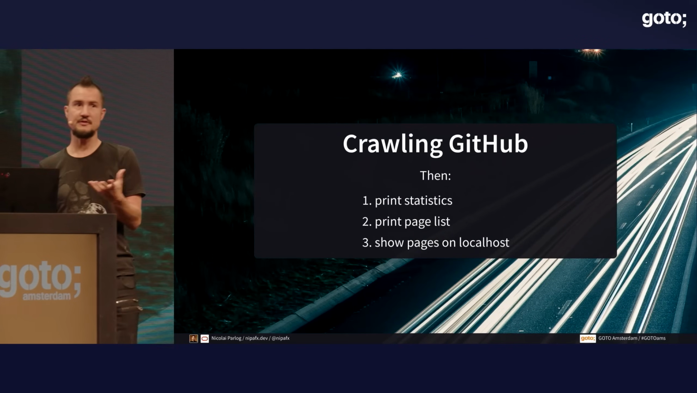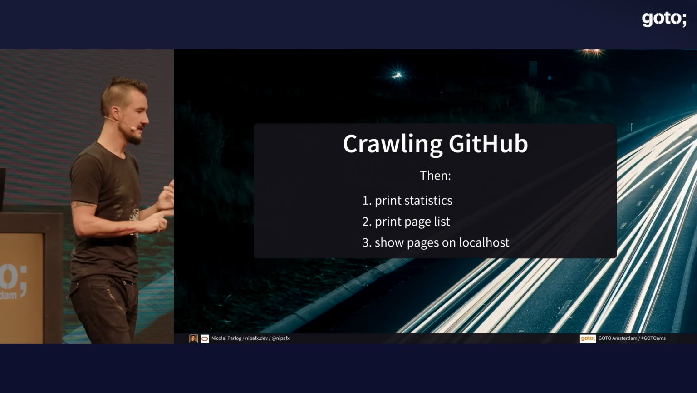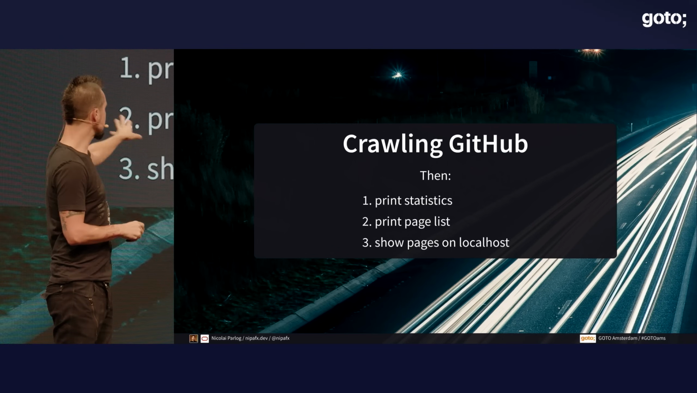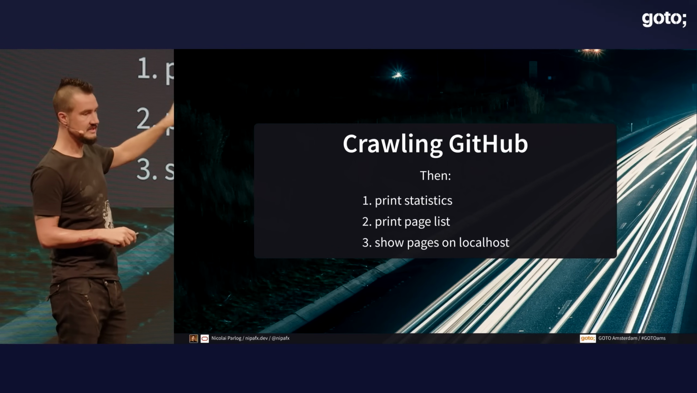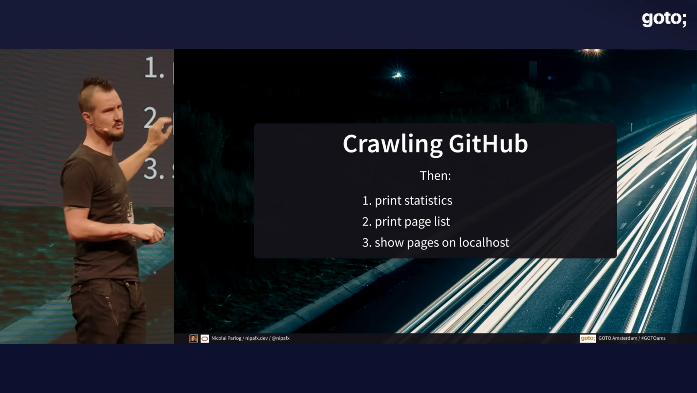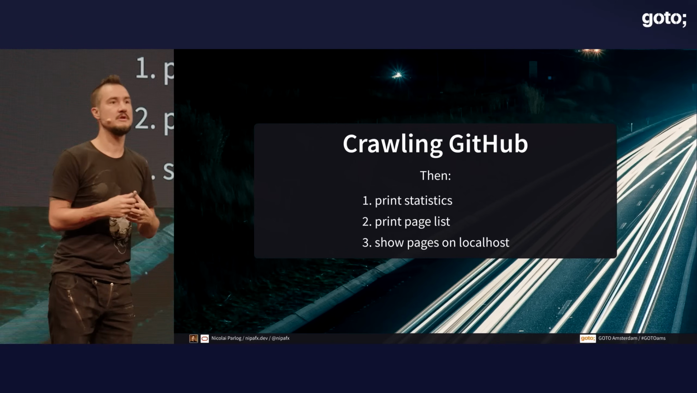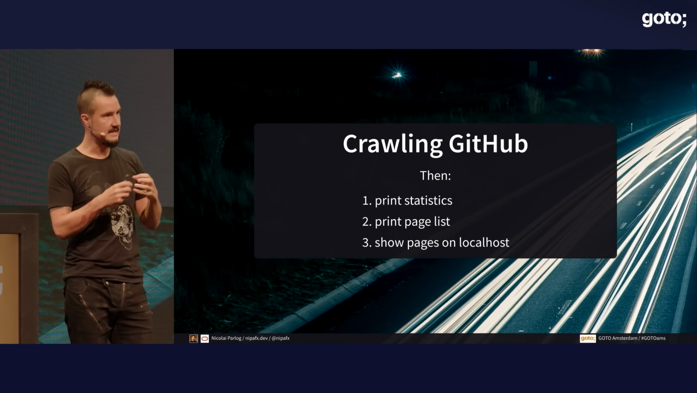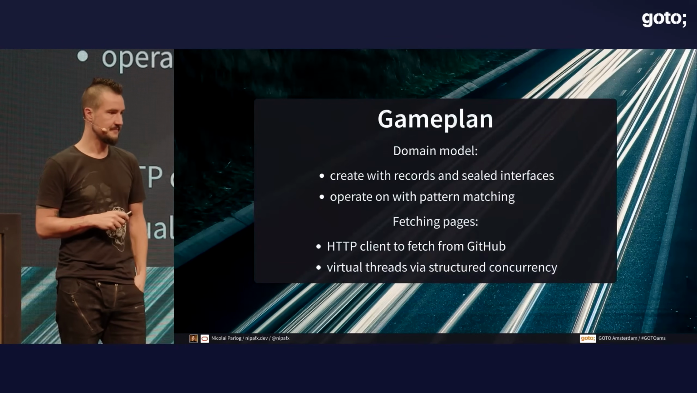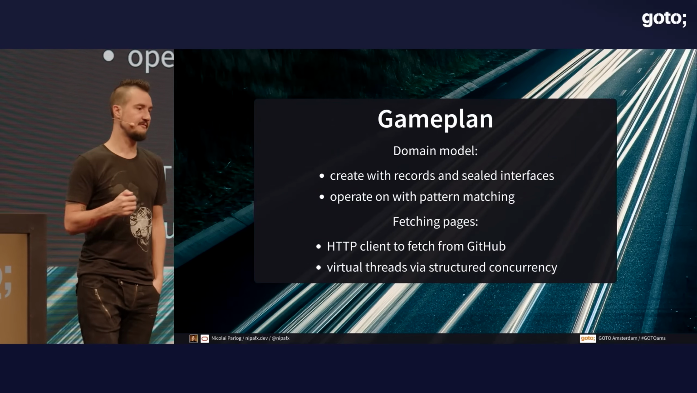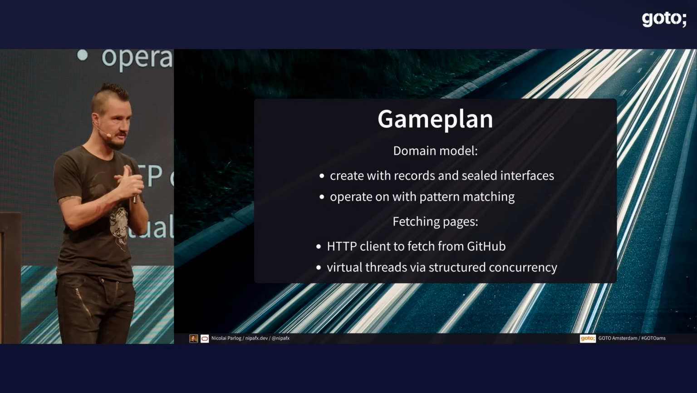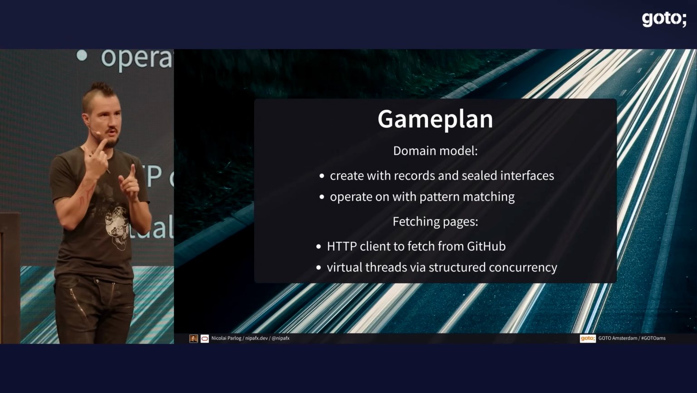And then we will do a few things with that. We can print some statistics, we can print a page list, and we can show the pages on localhost. The interesting thing about this is that these operations are super simple, but they're stand-ins for more complex operations. And we're going to use a certain kind of design that separates the operations from the data. So the game plan here is for the domain model to use records and sealed interfaces to model closely what we observe in reality.